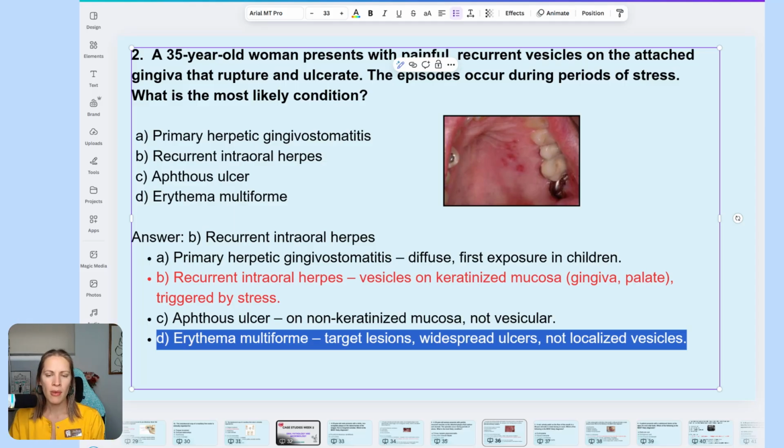And erythema multiforme is more so on the skin, not necessarily inside the mouth, the first area we see. And this is target lesions, those like bullseye lesions on the outside of the face. It's more widespread. It's not just localized to a certain area, it's more widespread. So, again, that's why B is the best answer.